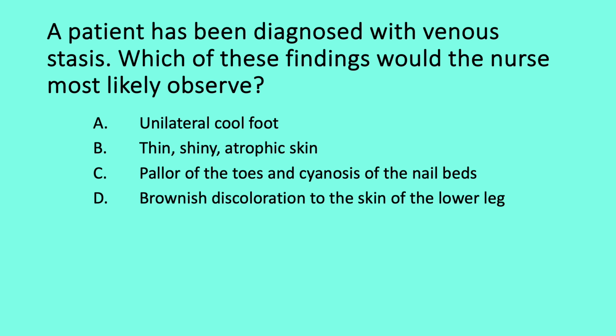And when this happens, you might notice some brown discoloration of the skin. This is because with chronic venous stasis, we get a byproduct of red blood cell degradation called hemosiderin deposits. These hemosiderin deposits stay in these areas, causing this brown discoloration of the legs, and this is a very telltale sign that there is some type of venous stasis. The other examples, pallor, cyanosis, atrophic shiny skin, unilateral coolness, are associated with arterial issues, not venous issues.